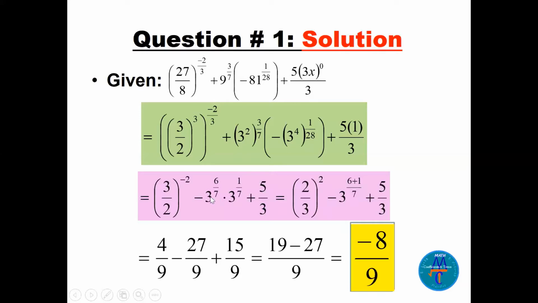See here we see the same base, we can add the powers, 6 over 7 plus 1 over 7, which is 7 over 7. So that's 1. 3 to the power 1. The LCD here we can see 9. So I multiply, this is 3, multiplied by 9, so up will be 27. And this one, 3x in the base, 3x with the power 0, that's 1. So it's 5 over 3, it will go down, multiply by 3 to make it 9. So that's 15. 4 minus 27 plus 15. So 19 minus 27. The final answer is minus 8 over 9.